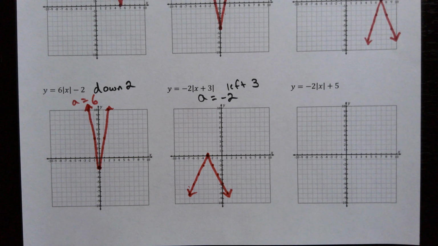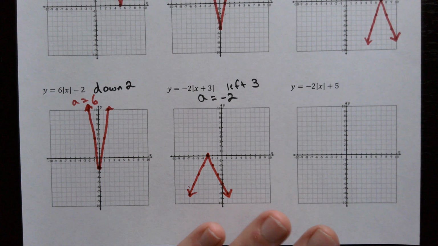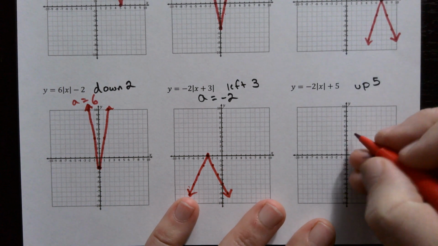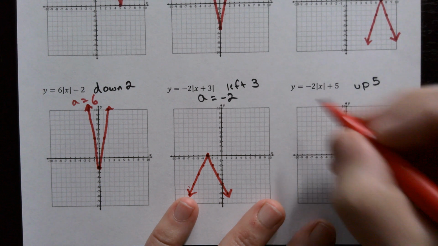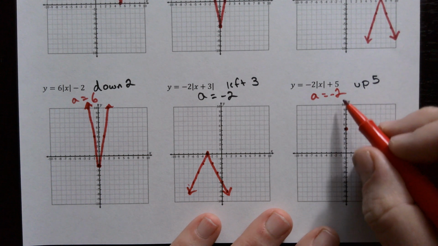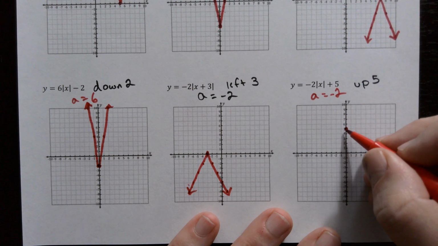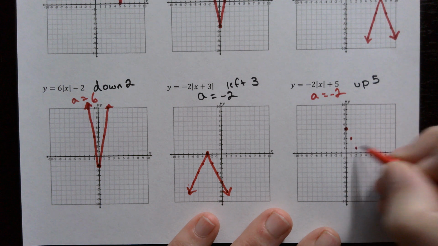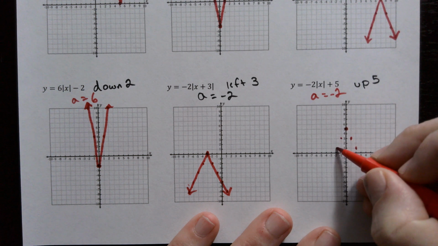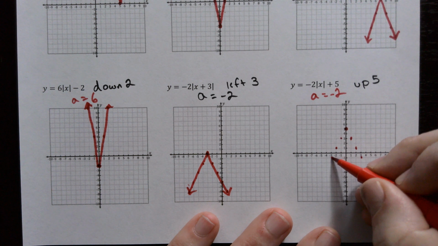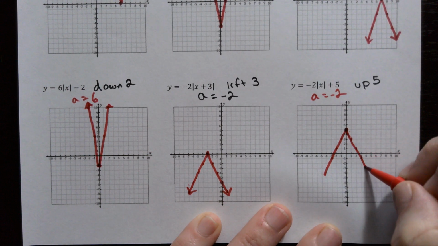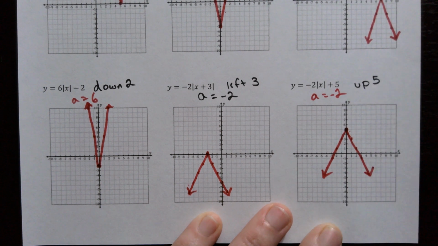One last one. On this one, we've got the +5 out at the end, so that's up 5. I'll go up 5 and put my new vertex there. My A is -2, so it'll be opening downward, and we'll move by -2 each time. So over to the right, down by 2, down by 2. Keep going, and then do the same thing on the left. Then create your absolute value graph. And that's it.